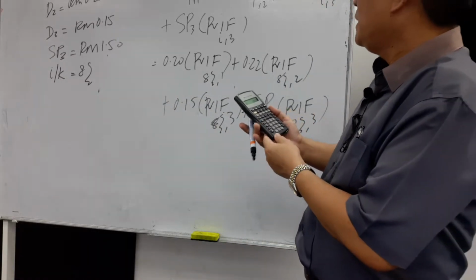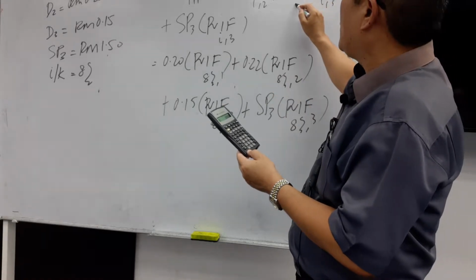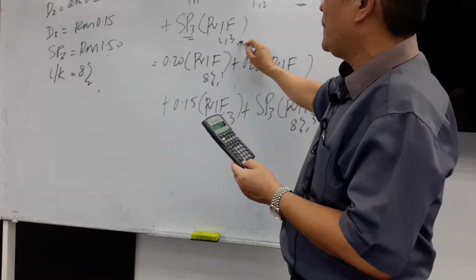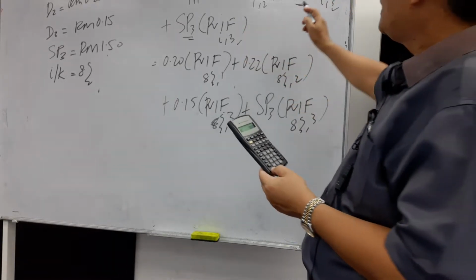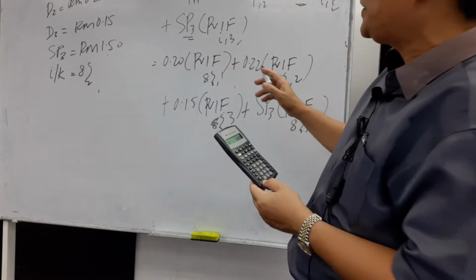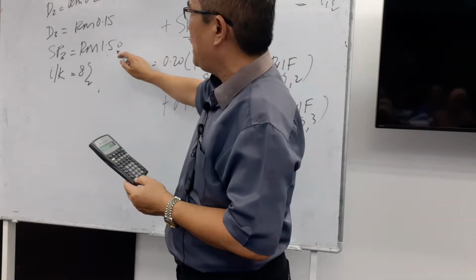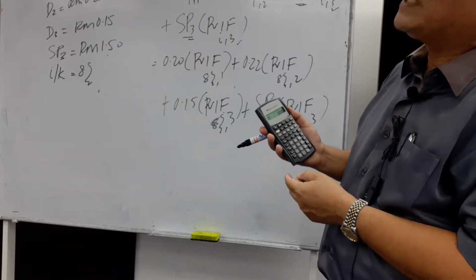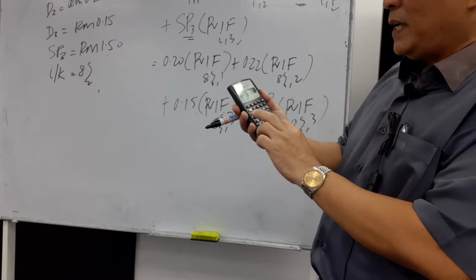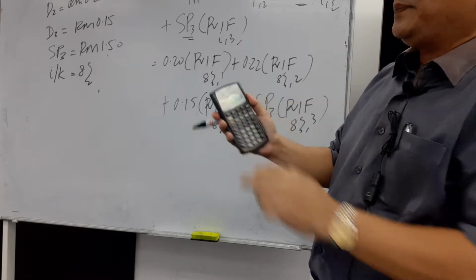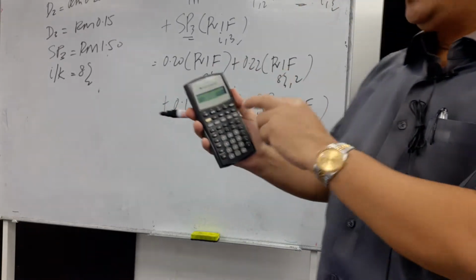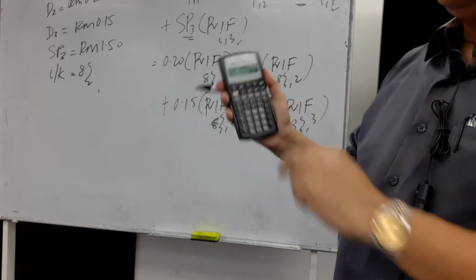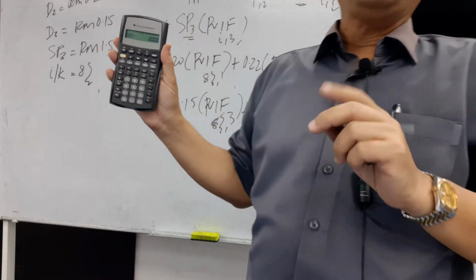At C3, this is a bit tricky. Here we have to add D3 and SP3, because these two figures have the same interest factor. D3 is 15 cents and SP3 is 1.50, so 15 cents plus 1.50 is 1.65. Key in 1.65, push enter, then push the downward button again. Frequency is also 1, push enter.